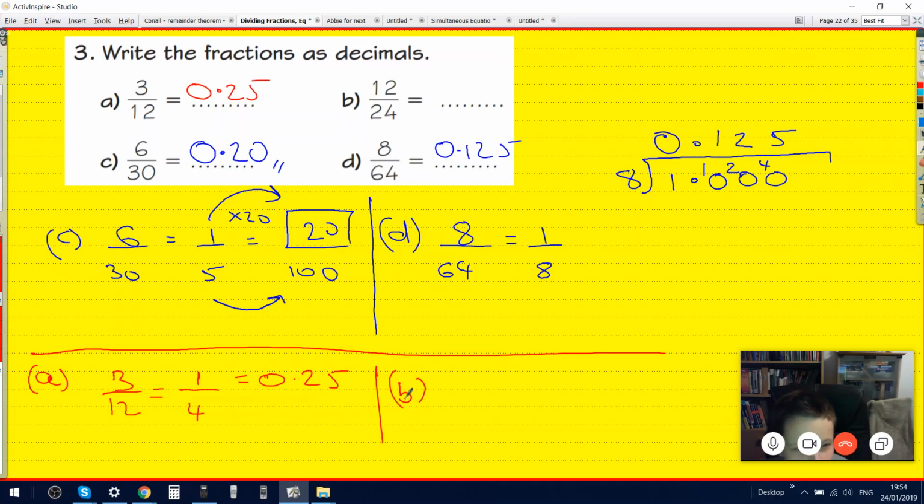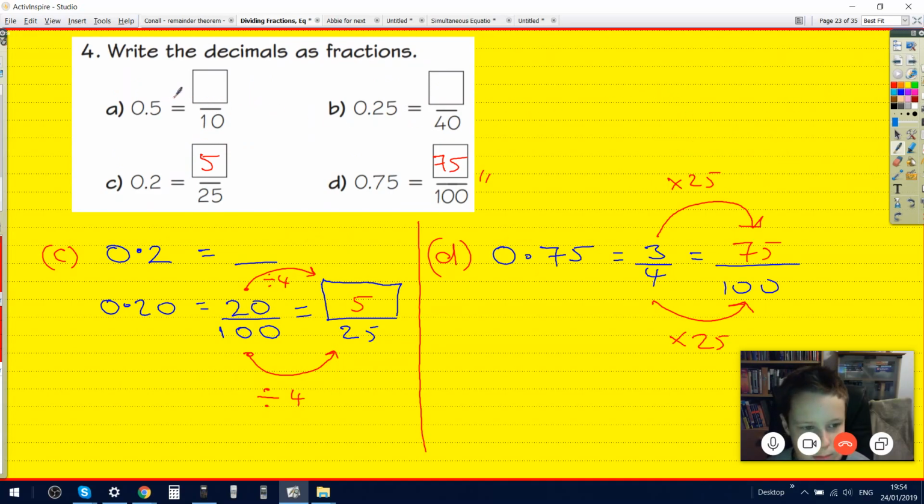How about part B? Well, 12 over 24 is the same as 1/2. And then the decimal is 0.50. Yes. Or 0.5, same thing. Okay, I can write 0.50.